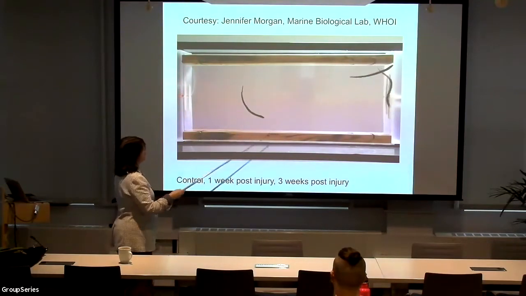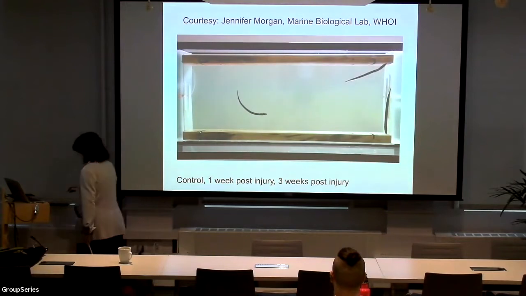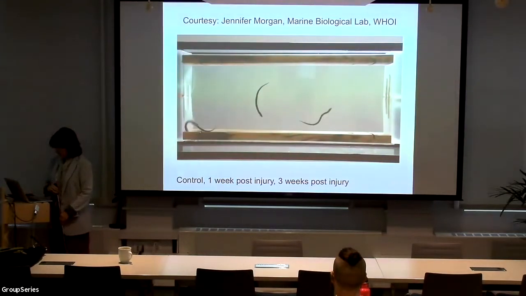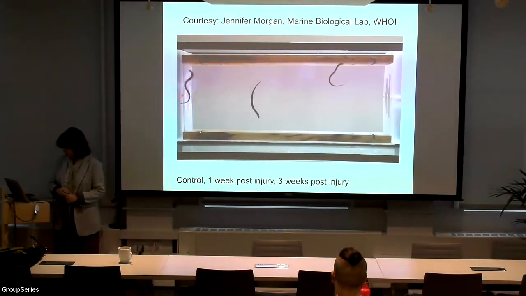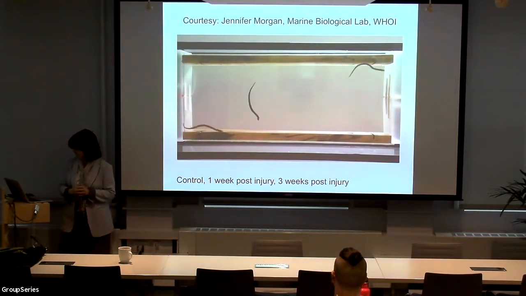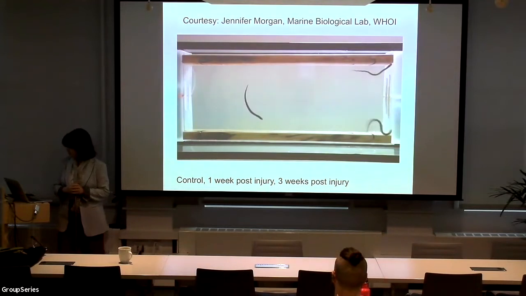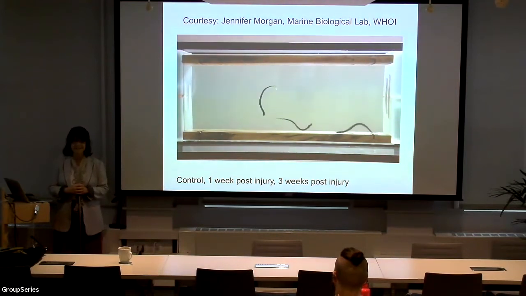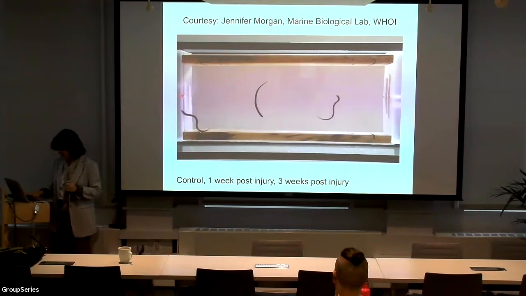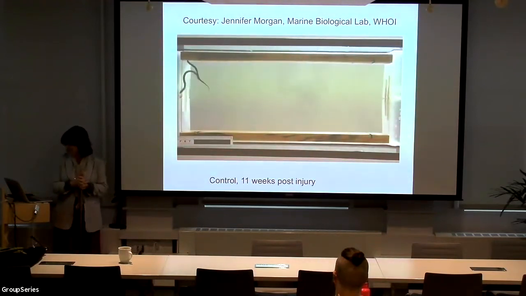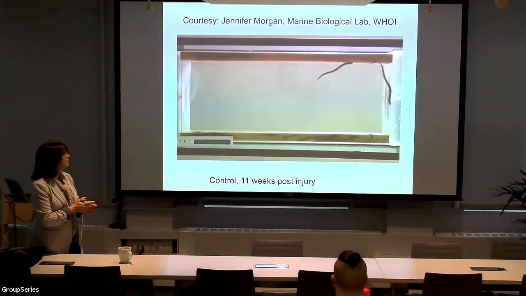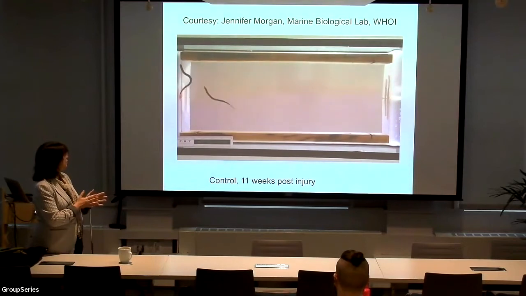So there's the control swimmer. The control swimmer is the happy, fast guy. The one that's 1 week post-injury, you see things are not so good. And the one that's 3 weeks post-injury is a little bit better. Does the spinal column heal in these creatures? It does, yeah. So in fact, Charlie, I heard you said that, here's the control and 11 weeks post-injury. So there's regeneration here.